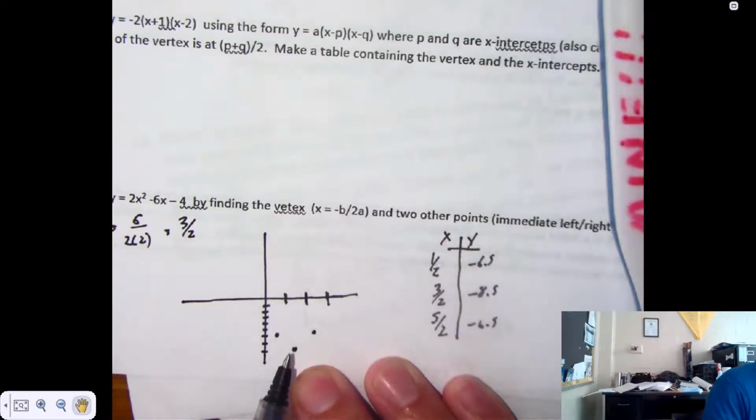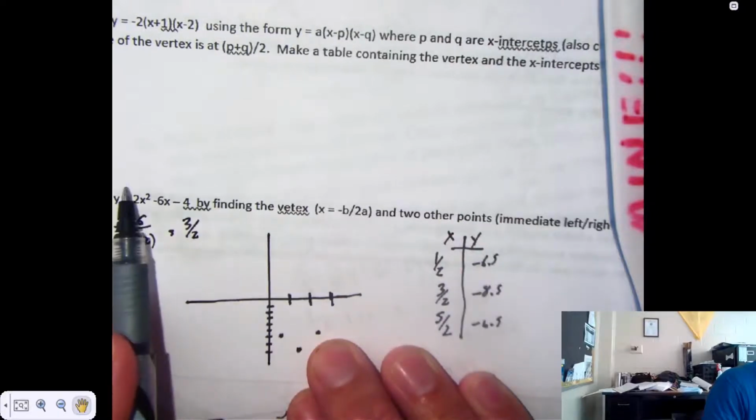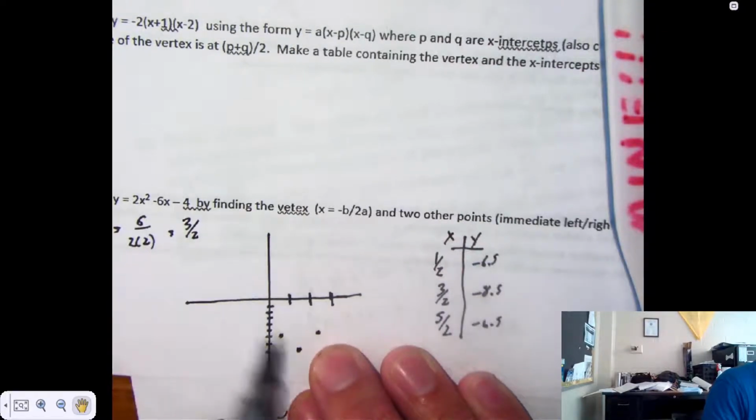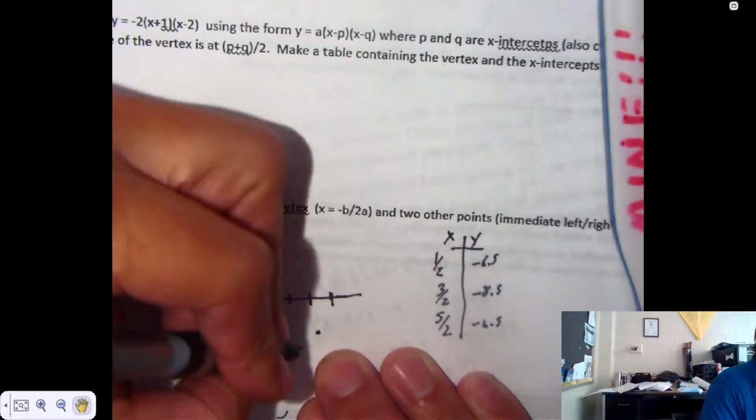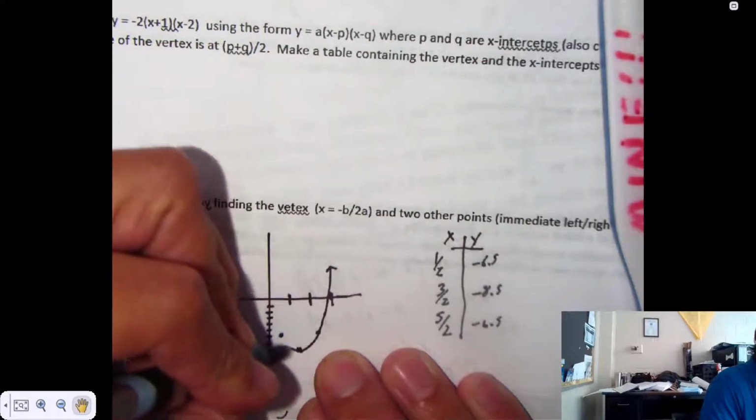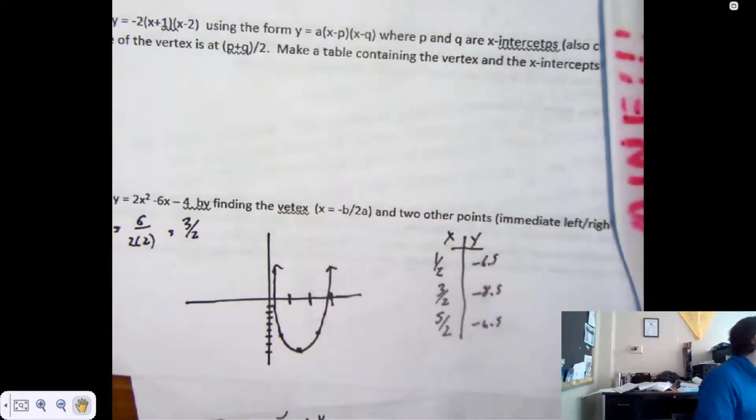Now, my grid's a little hard to see, but what's A? 2. I rose 2, ran 1. That's why I like the unit left and unit right. Only the unit left and unit right will show the actual A value. Everything else doesn't. Yeah, I kind of thought I got that wrong. No, it's just an ugly problem. Anyways, there's that guy. It's fine too. You need 3 points.